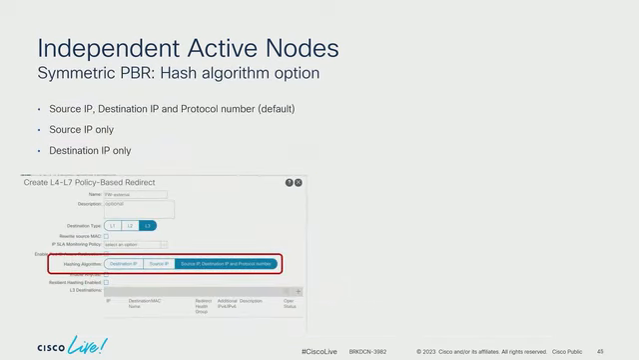So it's hash-based load balancing. By default, it's based on source IP, destination IP, and protocol number. But you might have a use case. Let's say you want the same user, same IP, to always go through the same device. In that case, you can use a source IP only and destination IP only based hash.